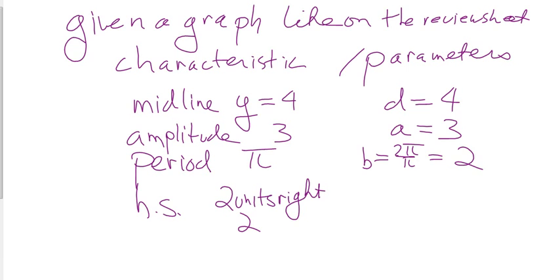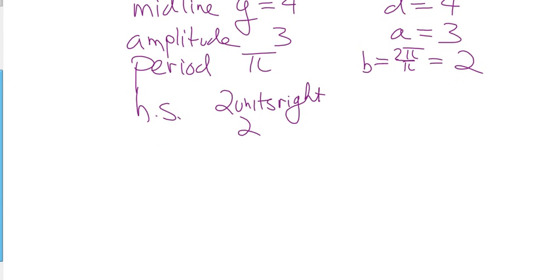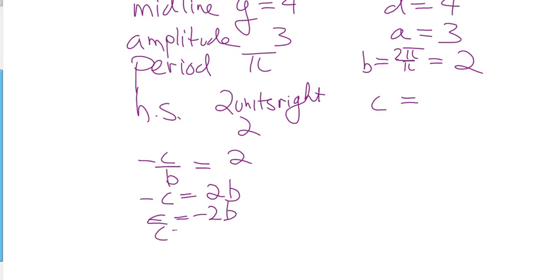That's going to take some work, which I don't care about. I just want to see c, but the work that you would show would be: negative c over b is equal to 2. Negative c is 2b. C is negative 2b. C is negative 2 times 2, so c is negative 4. And then you write that up there. I just made all those numbers up. But pretending we got that information from a graph, characteristics are on the left and the parameters are on the right. That's how you're going to state them.